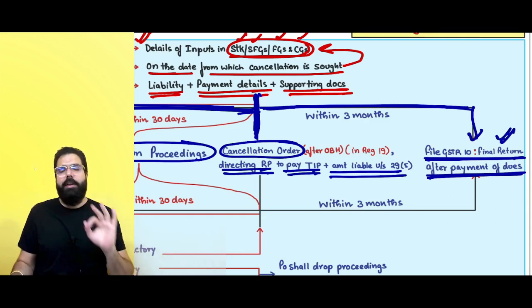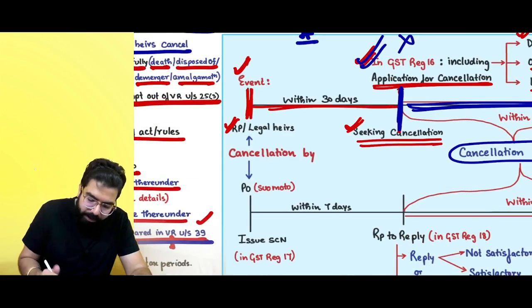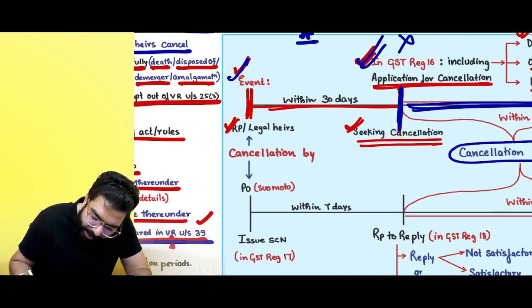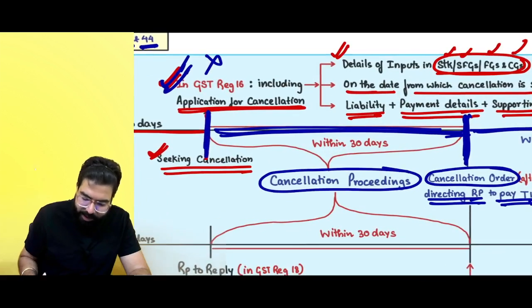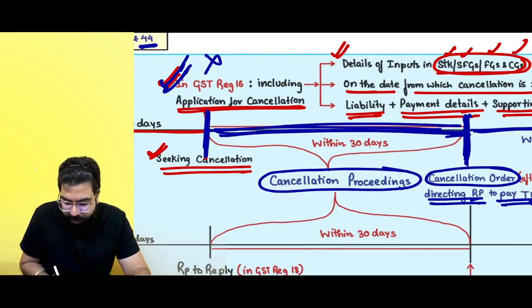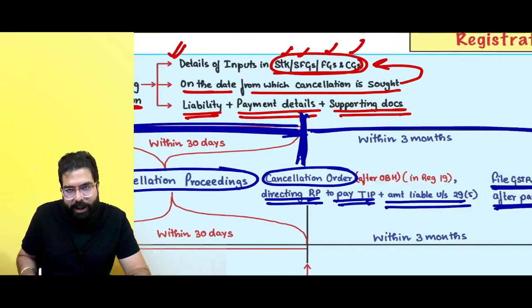Okay sir, point is clear. Listen to me very carefully. One person died, event happened. Go ahead, apply for registration, apply for cancellation. Once you go ahead and apply, within the next 30 days, they will give you the cancellation order.